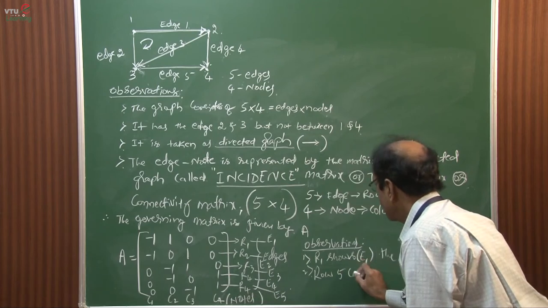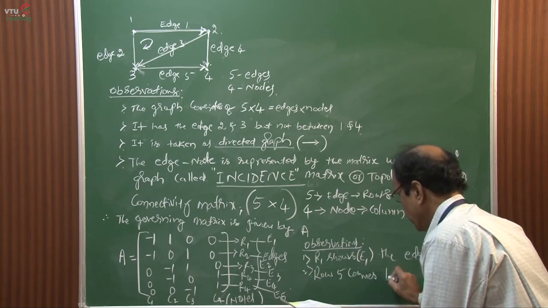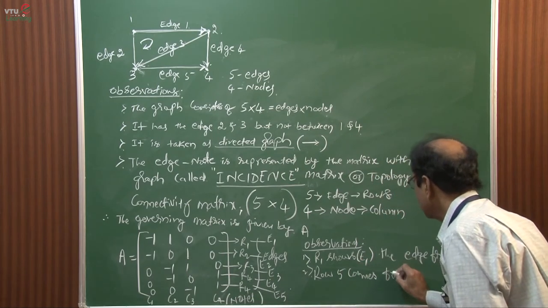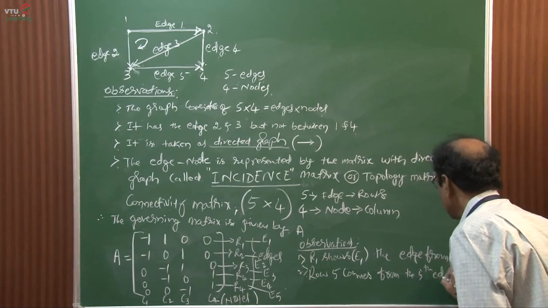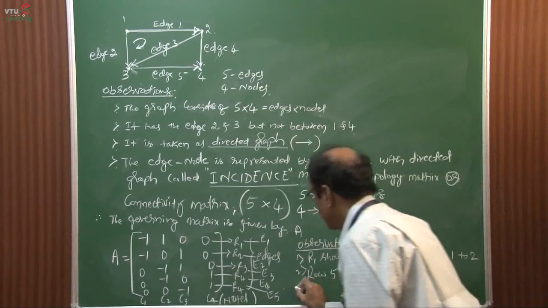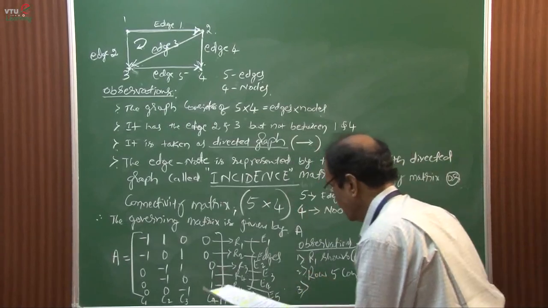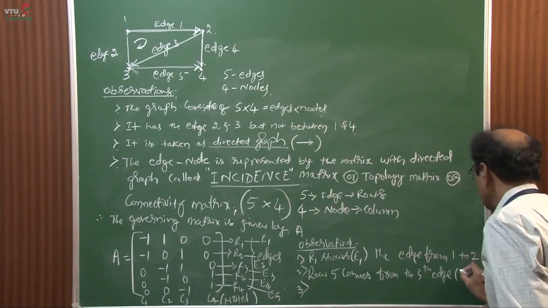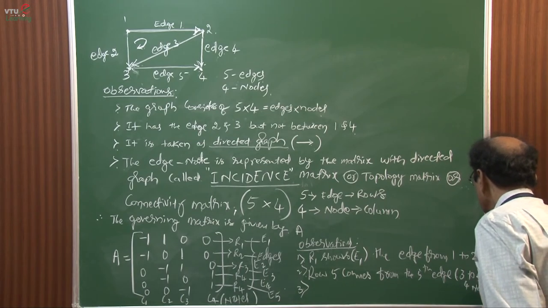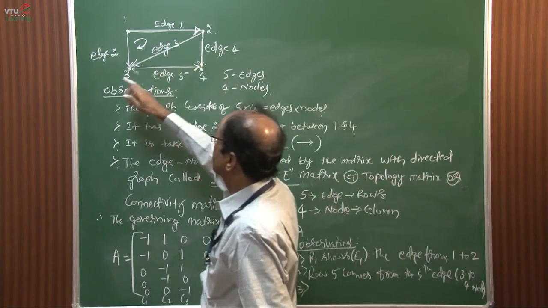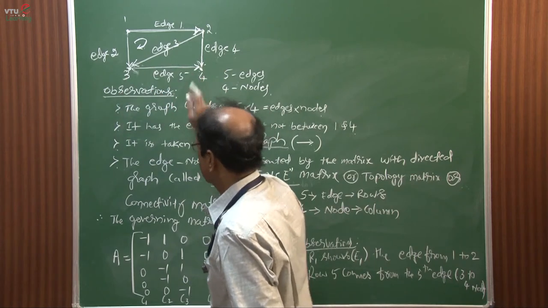Row 5 comes from the fifth edge. Next observation: that is from 3 to 4. 3 to 4 node means this one. 3 to 4 again.